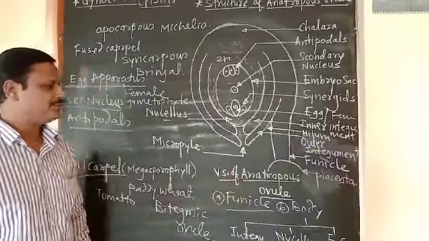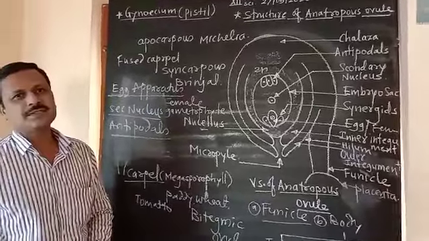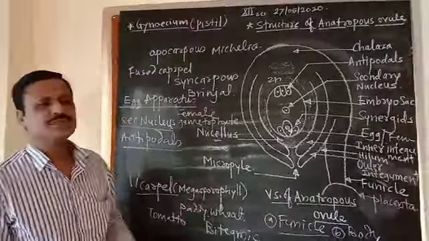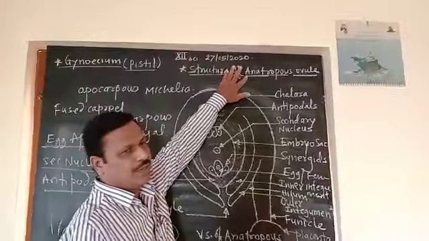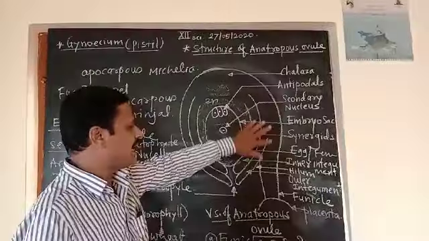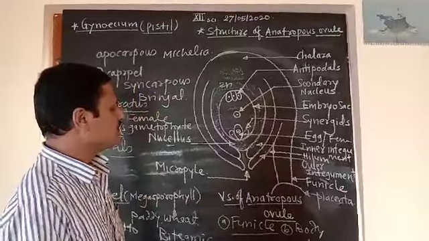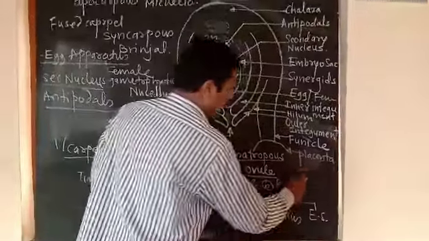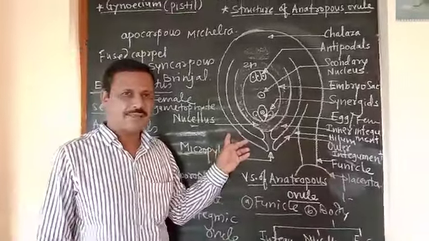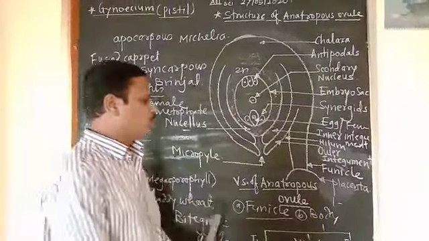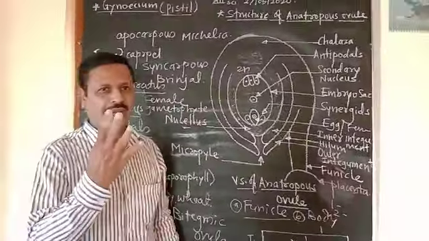In the board exam, there is a 3-mark question: sketch and label the anatropous ovule. This is a diagram of the anatropous ovule. For this diagram, out of 3 marks, 1 mark is for an appropriate diagram and the remaining 2 marks for any 4 labels.